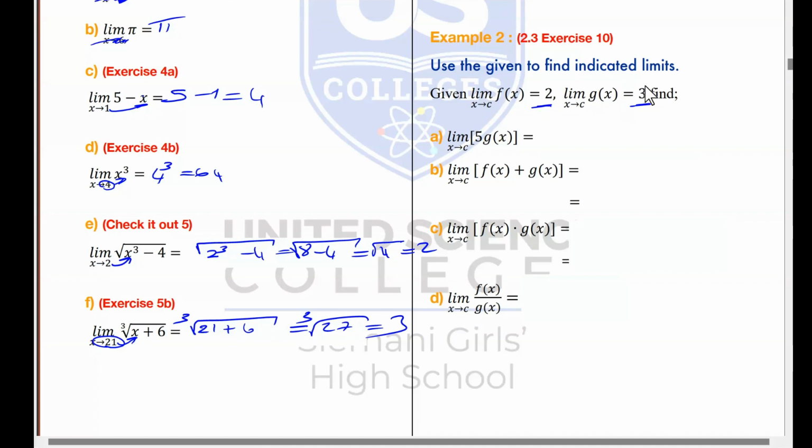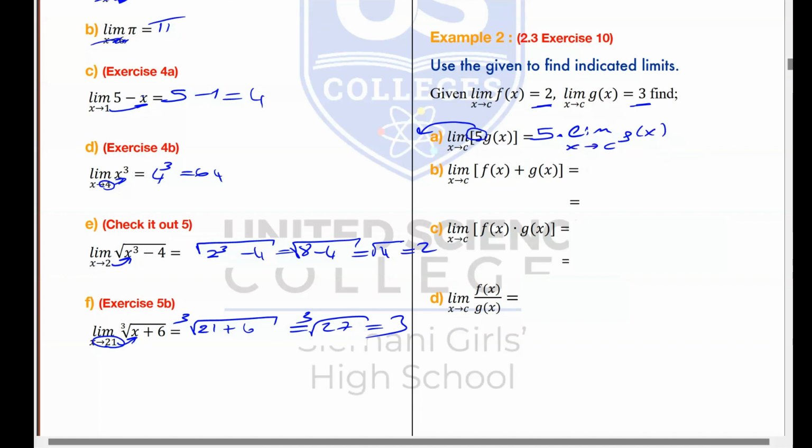With limit, I know the value. So I need this written as limits. So I should get rid of this 5. Let's pull this constant out in front by using the property: 5 in front multiplied by the limit as x approaches c of g of x.